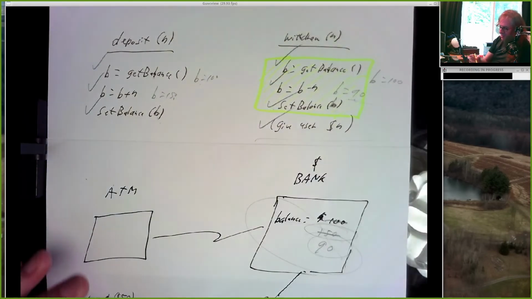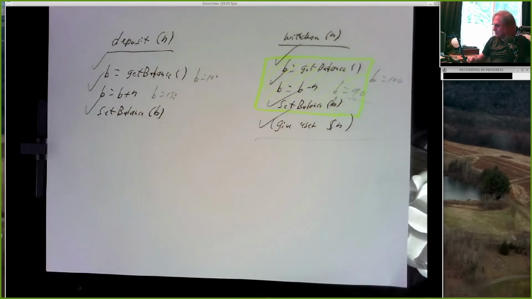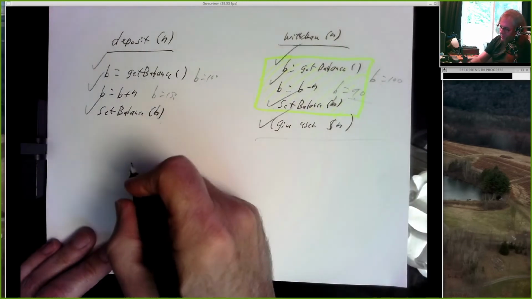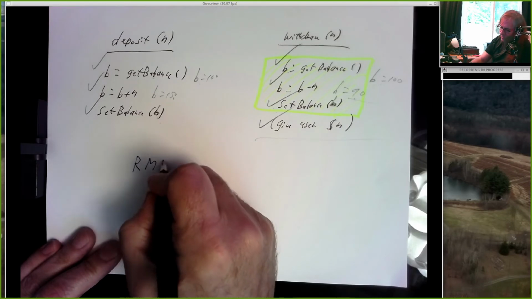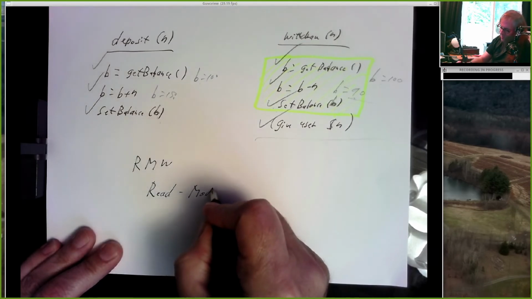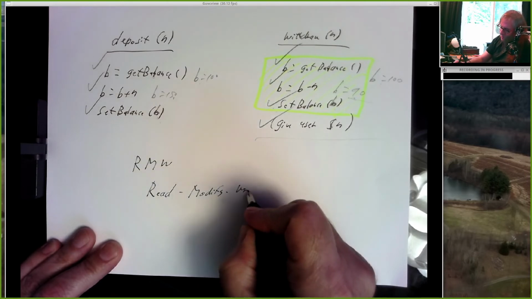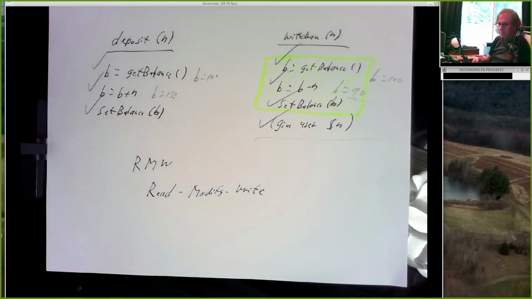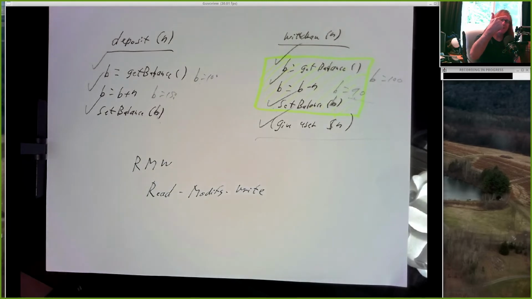Alright, so what's going on here? This thing right here, we call this an RMW, which means read, modify, write. And a lot of things we do in computers are read, modify, write operations. When you say I equals I plus 1, you're reading the current value of I. You're modifying that value you read, and then you're writing it back into I.